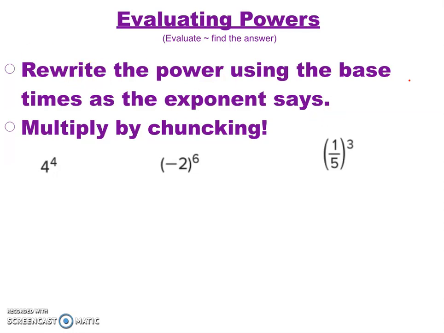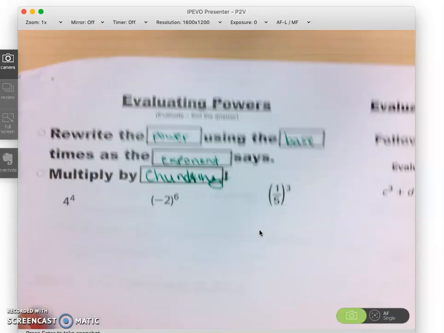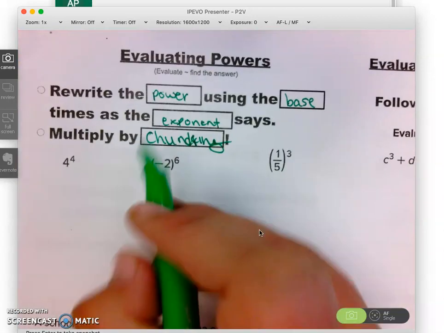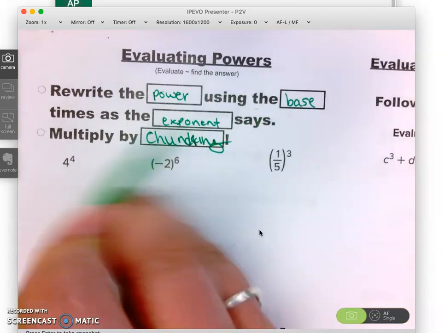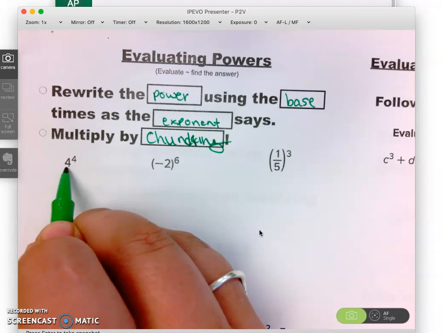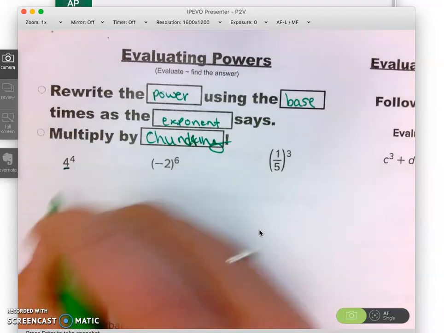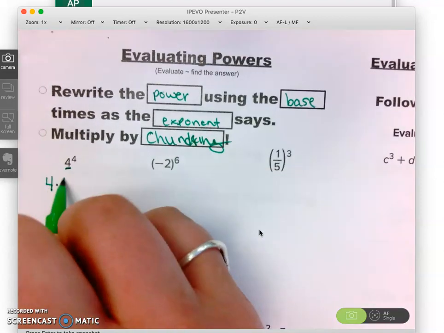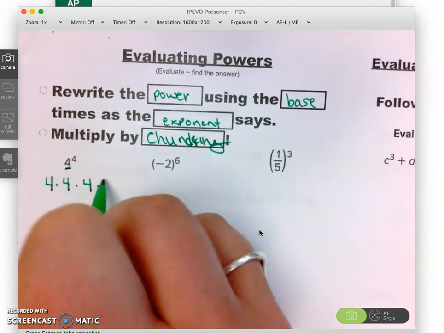Messed up a little bit, but that's okay. Oh, no, there we go. All right, wrote that kind of quickly. So you want to rewrite the power using the base. This 4 is our base, times itself as many times as the exponent says. So this is 4 times 4 times 4 times 4.